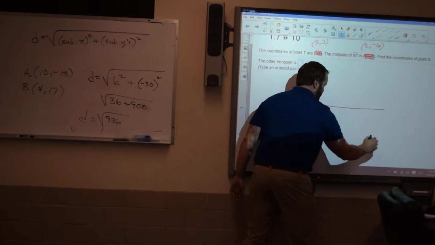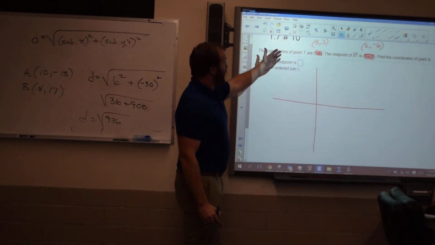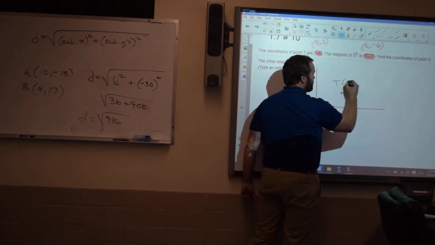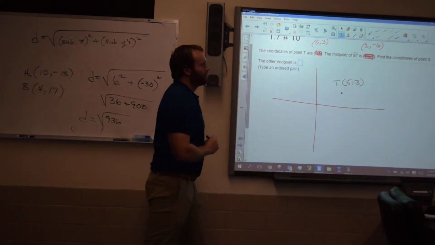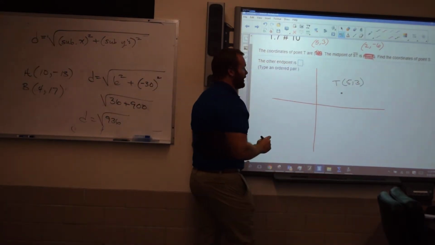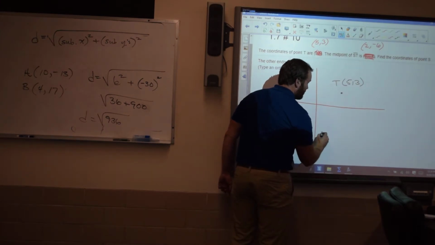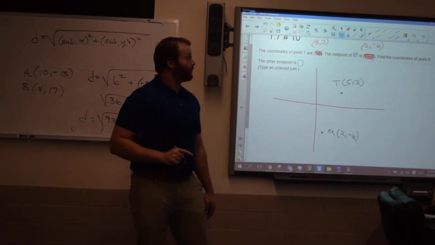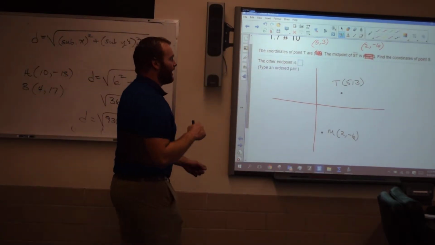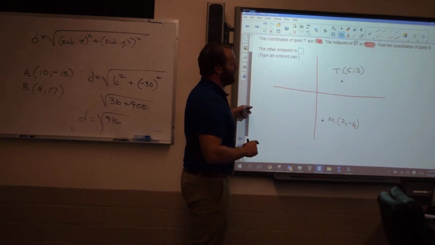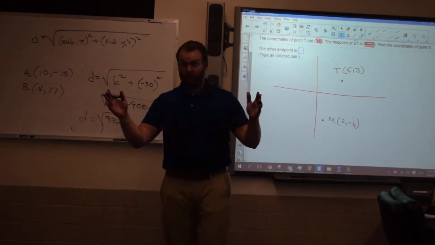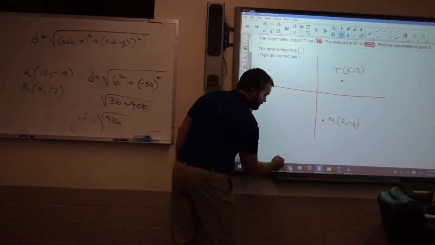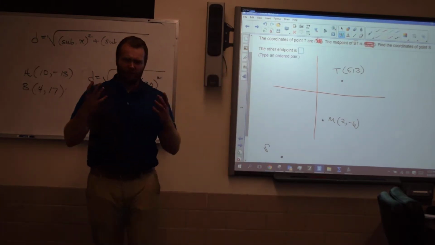If I've got my coordinate plane here, T is at 5, 3. So 5, 3, maybe that is right there. T is at 5, 3. The midpoint is at 2, negative 6. So maybe my midpoint is there. Their question is, can you find the other endpoint? Find the coordinates of S. Because they're saying ST is your original segment. Does that make sense? So S is going to be somewhere down there. Can you visualize that?